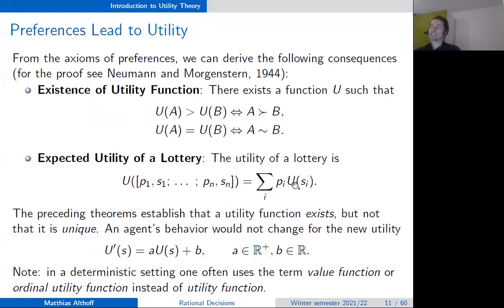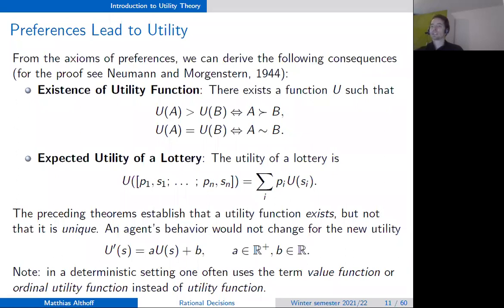And utilities are not fixed. You still have the same preferences if, for all the states S, you scale the utilities in a linear way, so you multiply all the utilities by a factor A and offset them by a value B. Then every state that before had a higher utility value now also has a higher utility value, although the value itself has changed. That's why there is no unique utility value. But this doesn't matter, because we just need the relative values.